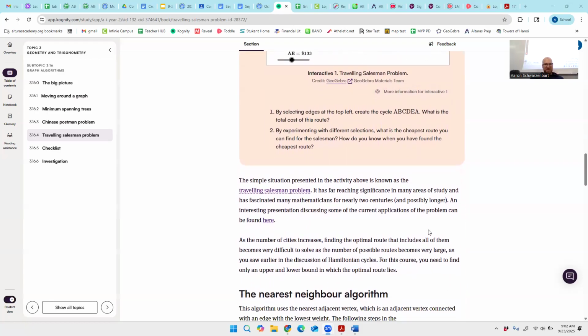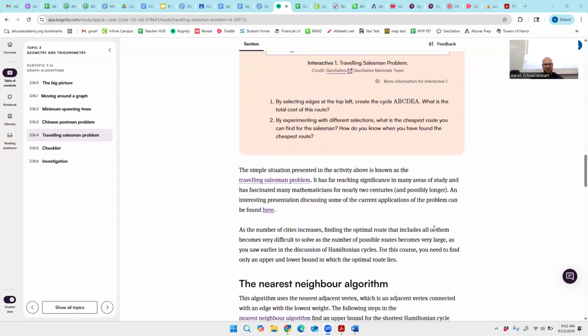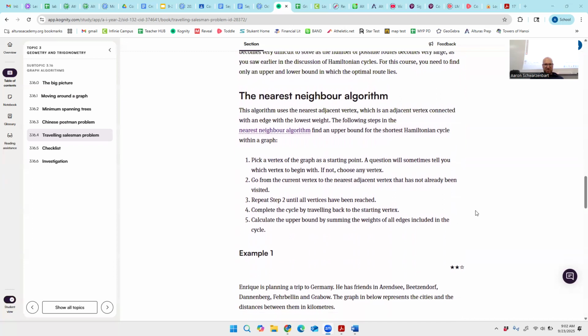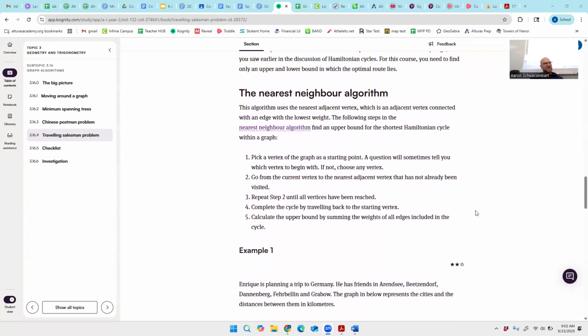This is a very simple situation. This activity above is known as the traveling salesman problem. The nearest neighbor algorithm. Okay? So there's 2 different algorithms for this, and there isn't a great definitive solution to this. The nearest neighbor algorithm is: pick a vertex of the graph as a starting point. The question will sometimes tell you to pick a vertex to begin with. If not, you can choose any.